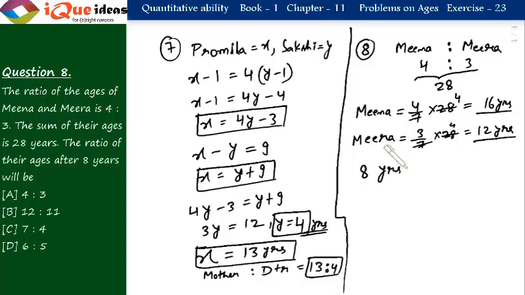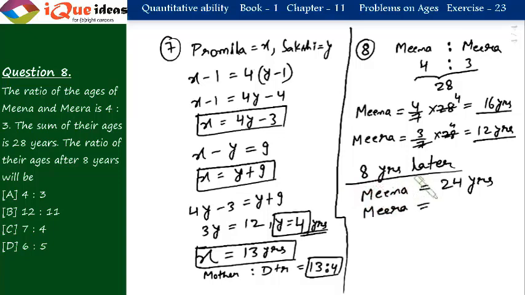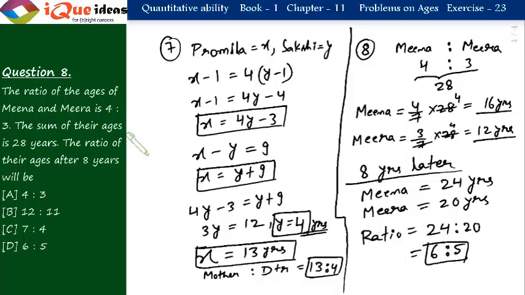Now the question says the ratio of their ages after 8 years. So 8 years later, Meena's age would become 16 plus 8, that is 24 years. And Meera's age would be 12 plus 8, that is 20 years. So the required ratio would be equal to Meena is to Meera, that is 24 is to 20. If you cancel by 4, you'll get 6 is to 5. So the answer of this question is 6 is to 5.